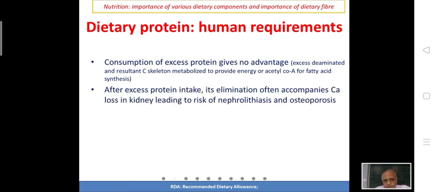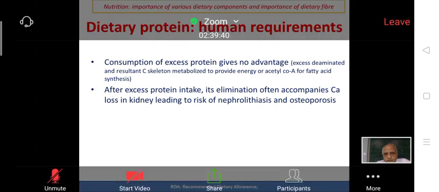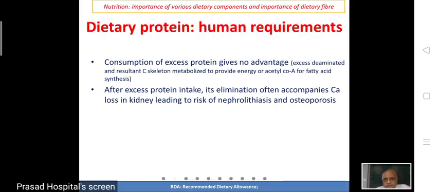So for that reason, only the moderate or the required or recommended amount is to be taken. The reason for avoiding the excess protein intake is that its elimination often accompanies the calcium loss in kidney. So if you take too much of the protein, you excrete a lot more protein than the normal case, and that results in the loss of the calcium, leading to risk of the nephrolithiasis, that is the formation of a stone in the kidney, and osteoporosis. These are the reasons why excess protein intake is not recommended.